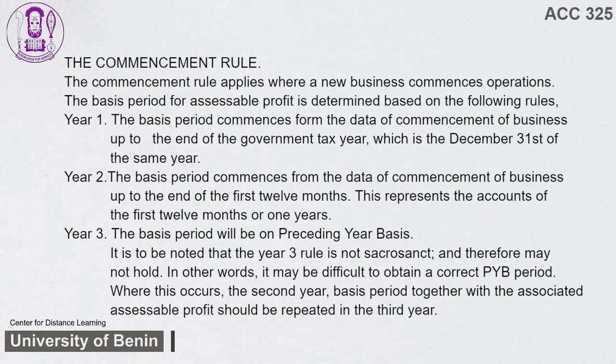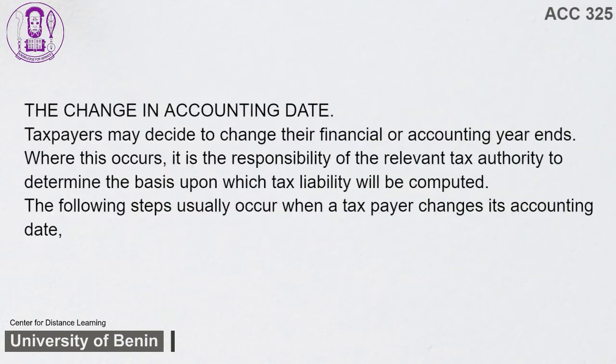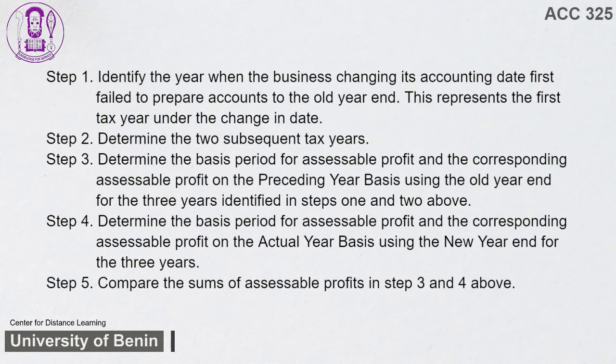The change in accounting date. Taxpayers may decide to change their financial or accounting year ends. Where this occurs, it is the responsibility of the relevant tax authority to determine the basis upon which tax liability will be computed. The following steps usually occur when a taxpayer changes its accounting date. Step 1. Identify the year when the business changing its accounting date first failed to prepare accounts to the old year end.